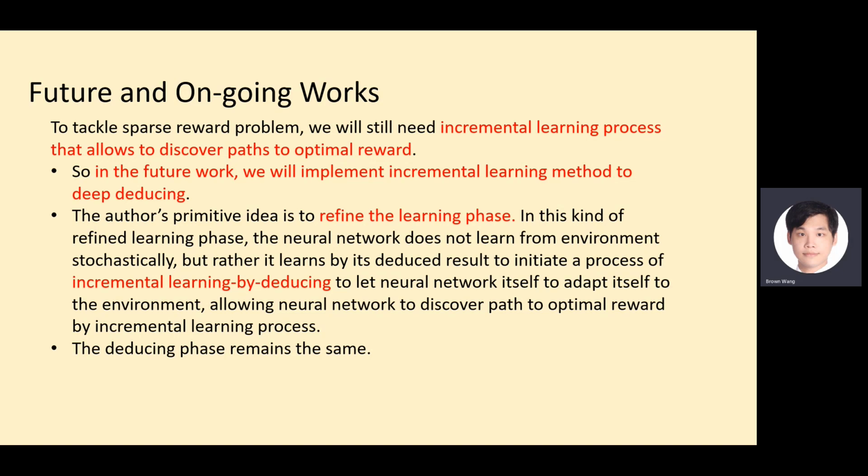So how is the author going to do this? The author's primitive idea is to refine the learning phase. In this refined learning phase, the neural network does not learn from the environment stochastically, but rather it learns by its deduced result to initiate a process of incremental learning by deducing, letting the neural network adapt itself to the environment, allowing it to discover paths to optimal reward by incremental learning. The deducing phase remains the same.